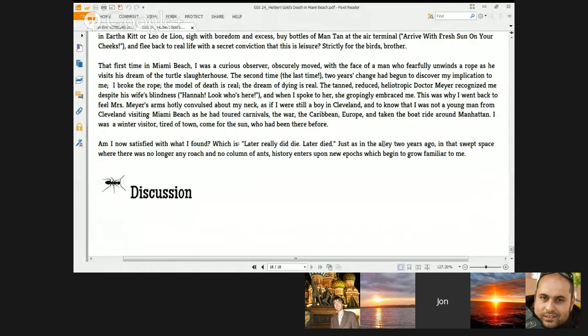Just as in the alley 2 years ago. In that swept space where there was no longer any roach and no column of hands. History enters upon new epochs, which begin to grow familiar to me. Okay. And that is the story of Death in Miami Beach.